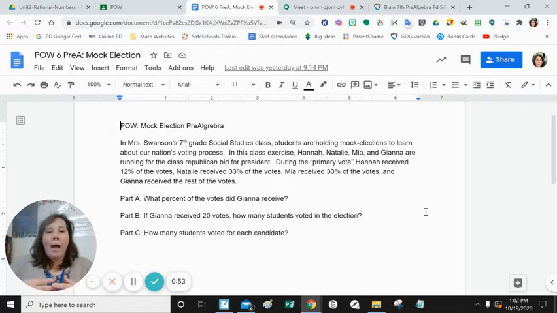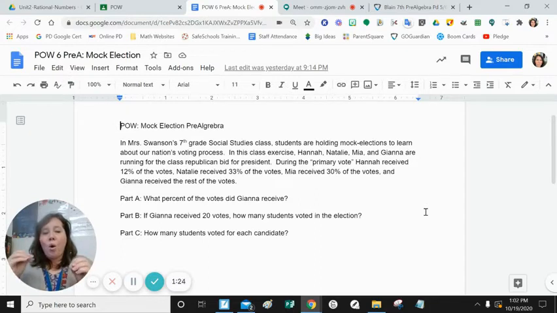You have to think back about what you know about percents and equivalent fractions and proportions. Percent means out of 100. So when you're looking at these four candidates, each percent, when you add all four numbers up, will equal 100%. We know Hannah, Natalie, and Mia's percentages. The missing piece will fill the gap up to 100%. So you have to figure that out. That's part A.